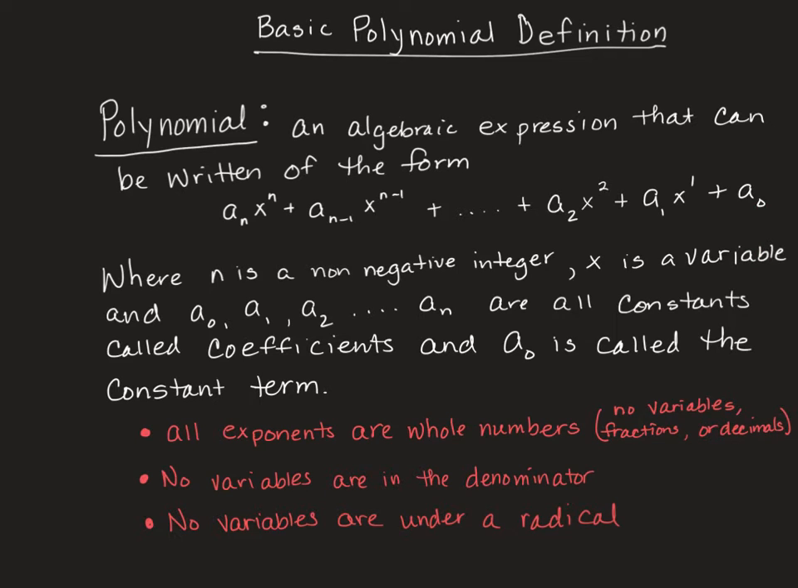All right, so what this is all trying to tell you is that for it to be a polynomial, all your exponents have to be whole numbers. That means there are no variables as exponents, no fractions as exponents, no decimals as exponents. No variables are in the denominator. So if I have a fraction and a variable is in the denominator, it's no longer a polynomial. No variables are under a radical. If I have a radical of any type, a square root, cube root, fourth root, it doesn't matter, if there's a variable underneath it, it is not a polynomial. So write down what a polynomial can't have.